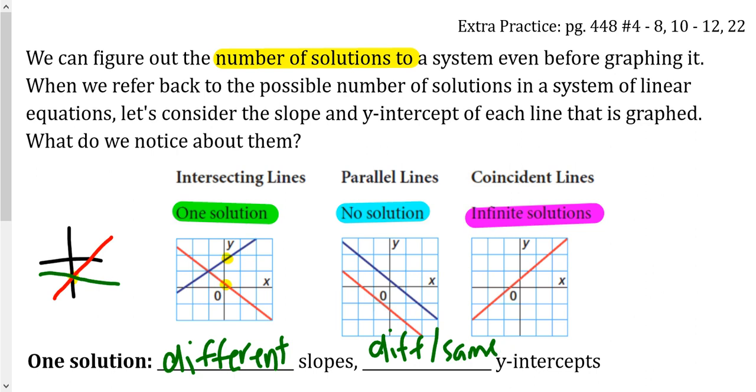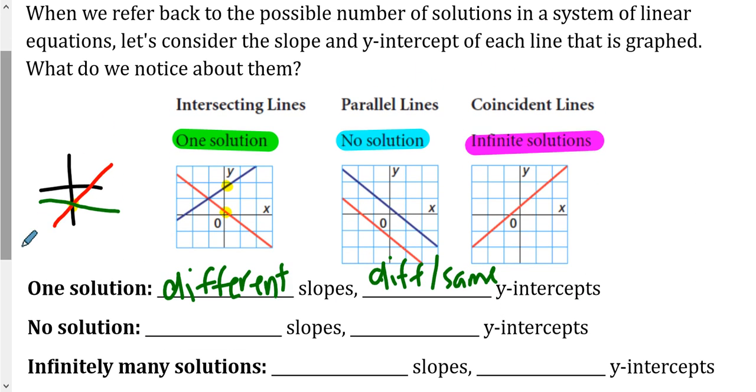Looking at our next situation, when we have no solution, this means we have 2 parallel lines. Well, we know from before that when we have the same slope is when we end up with parallel lines. So to have no solution, our lines have to be parallel. We have to have the same slope. But for them to not meet at all, they can't have the same y-intercept, or else that would be a point in common. So they have to have different y-intercepts.